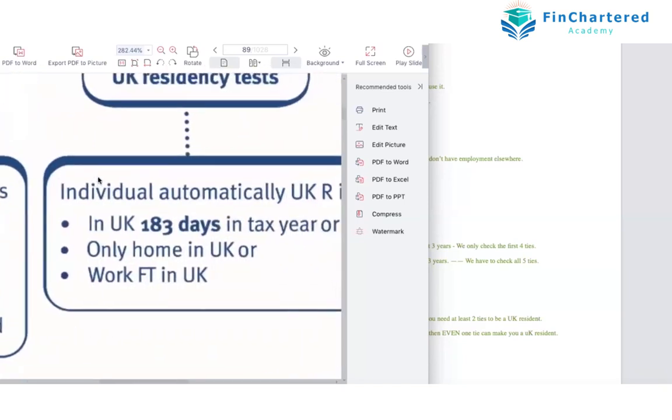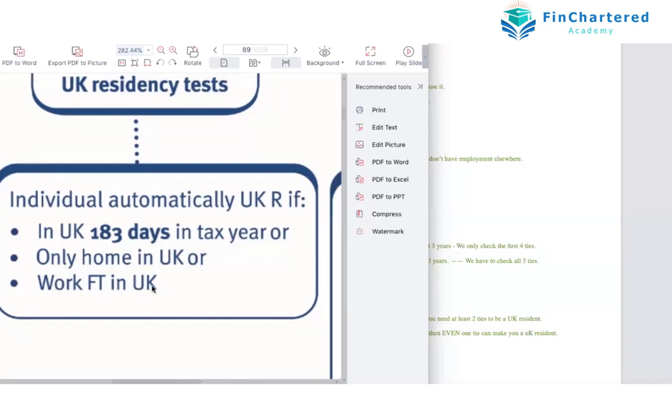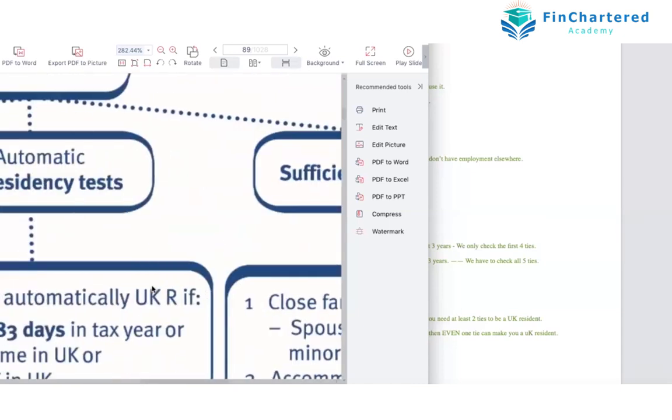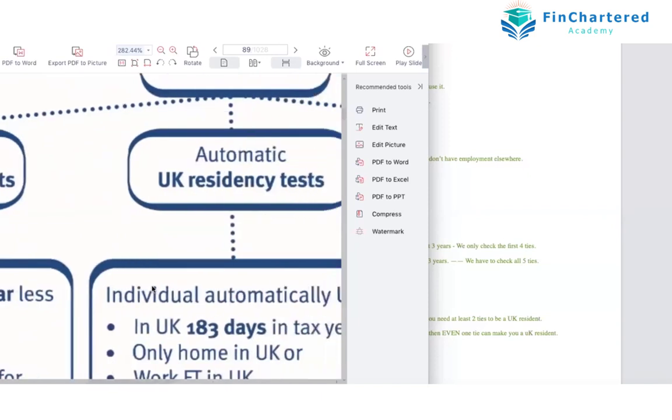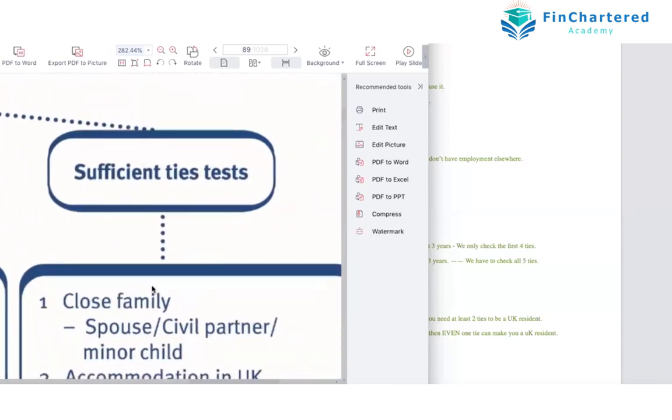Then when will you be a UK resident automatically? If you work full time in the UK, or if you've been in the UK for more than 183 days, or your only home is in the UK. Third, if you don't pass the first test or the second test, there is some test to see what kind of connections you have in the UK or with the UK.